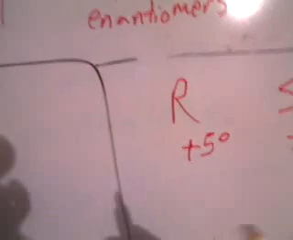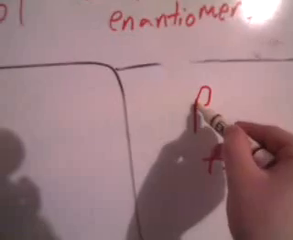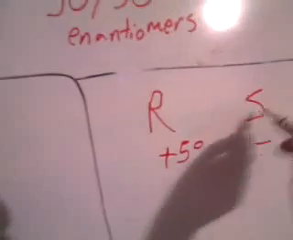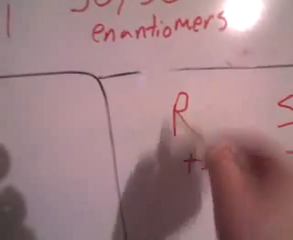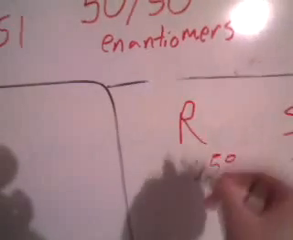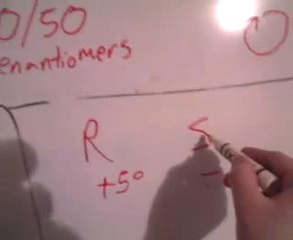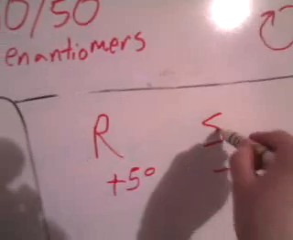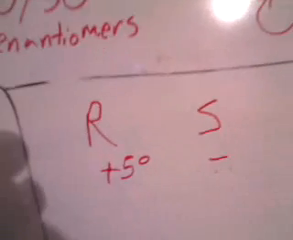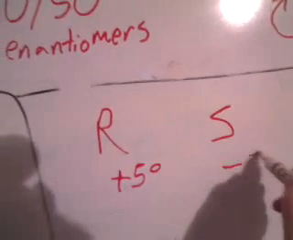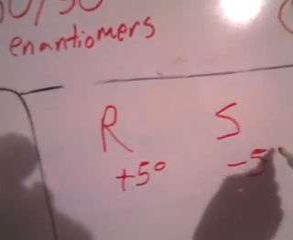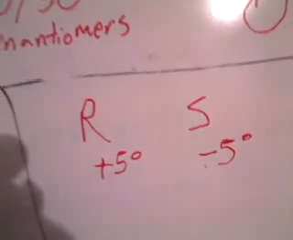So in other words, if we had a flask of just this enantiomer, no mix, there's no S in there, just 100% R, our result from light passing through that flask is going to be a positive 5 degrees rotation. So carrying on now, if we had a flask of 100% just the S enantiomer, it's going to be, you guessed it, negative 5 degrees rotation.